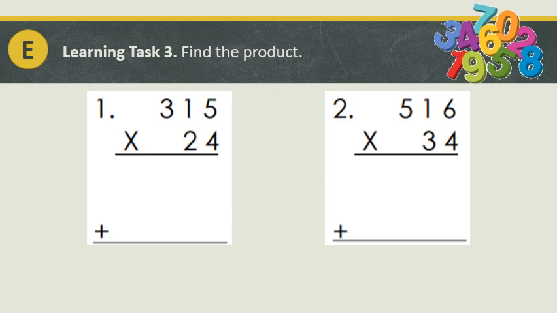Okay, so for the learning task 3, we will find the product. Dito muna tayo sa number 1. Unahin uli natin yung 4. Dito muna tayo magsisimula. Dyan natin i-multiply yung 315 from right to left. So, 4 times 5 is 20. So, 20 po. Dito yung 0, then carry 2. Then, 4 times 1 is 4 plus 2 is 6. Then, 4 times 3 is 12.